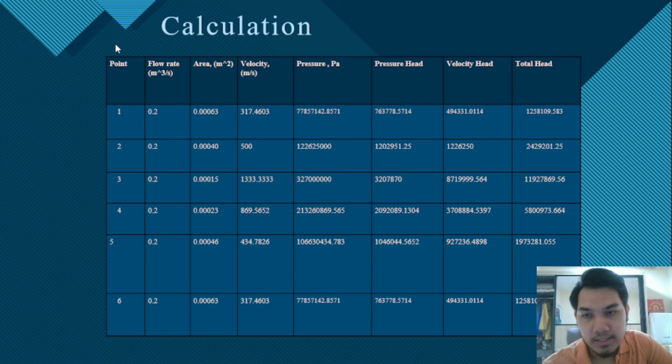Next, this is all the calculation that has been made for this Bernoulli's principle lab from point 1 to point 6. So we can look at the answer here.